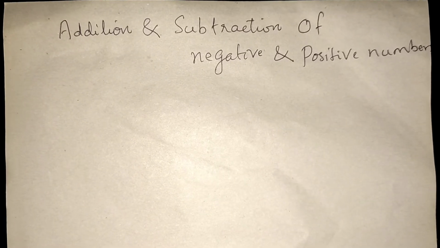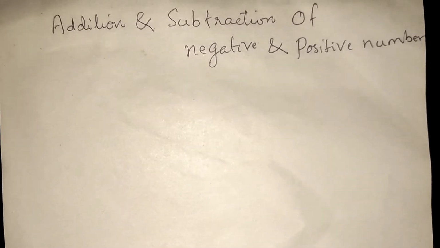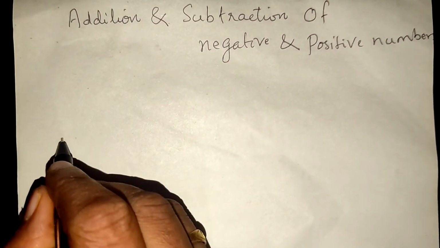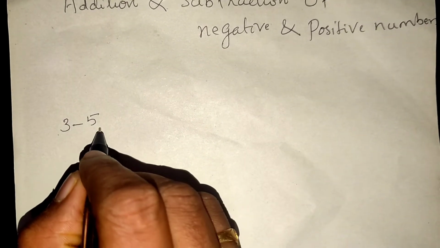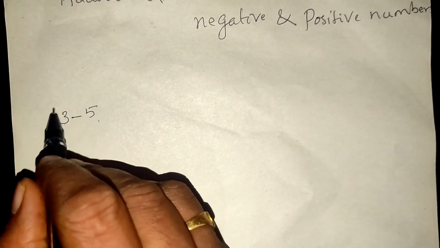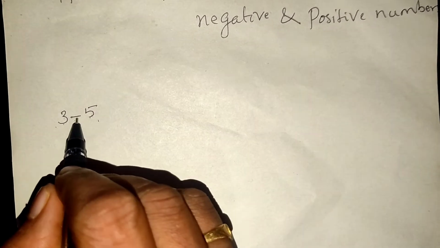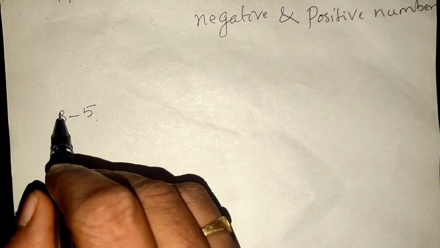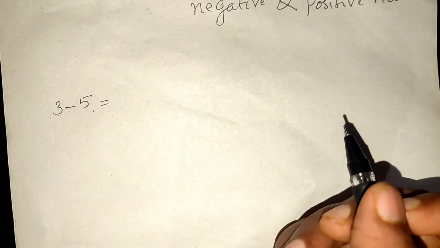Now we are going to look at the addition and subtraction of negative and positive numbers. Last day we discussed one type, that is 3 minus 5, a small number minus a large number. See here, 3 is a positive number and the sign before 5 is negative. So here, a smaller number minus a bigger number. Then how did we do this calculation?